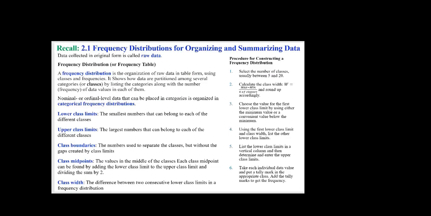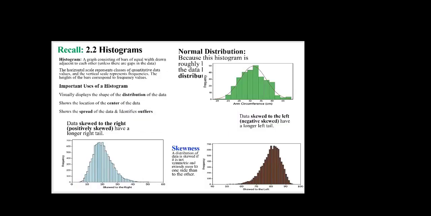What we covered so far, we looked at frequency distribution for organizing and summarizing data. We discussed frequency distributions, lower limits, upper limits, boundaries, midpoints, class width, and a procedure that involves in constructing a frequency distribution table. We looked at graphs that involve frequency distribution table known as histograms. When we come up with histograms, they may be normally distributed, that means bell-shaped, or they may be skewed to the right or to the left.